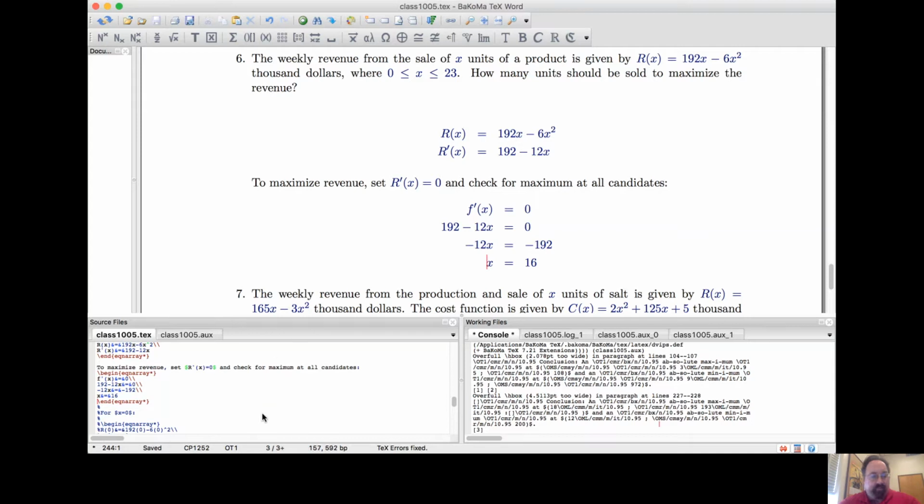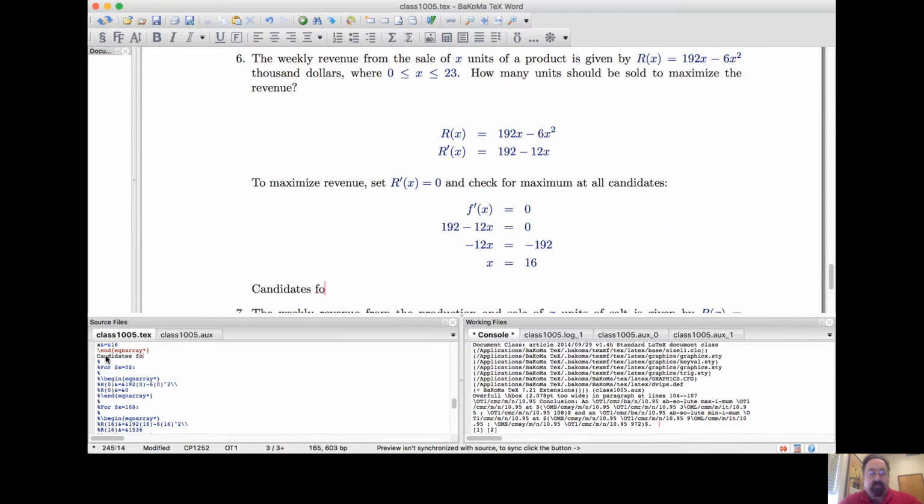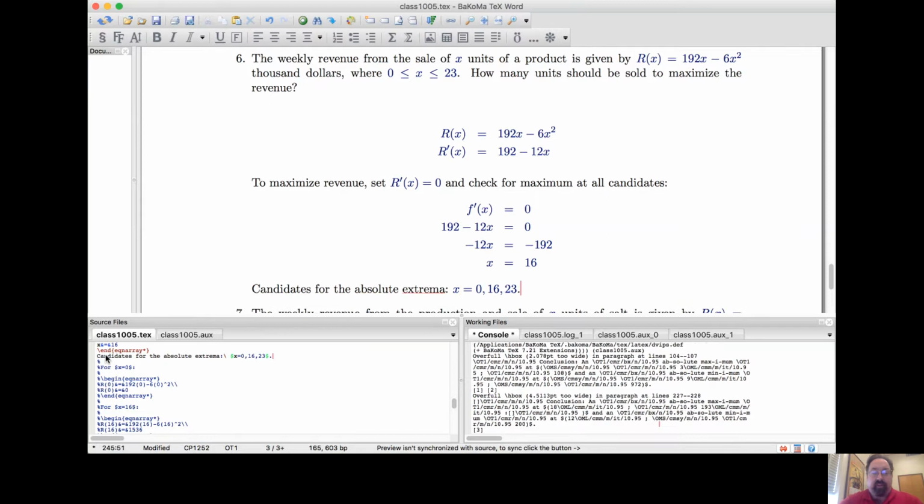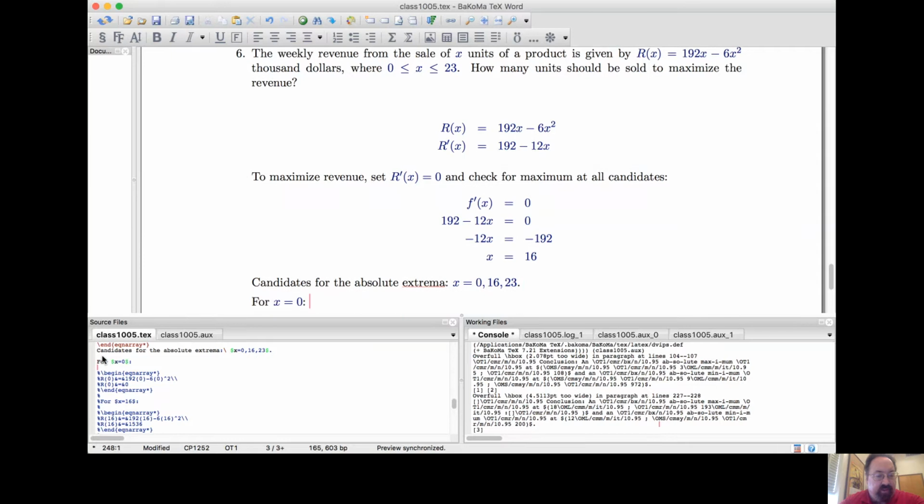In this case, it does. So now we have three candidates for the absolute max and min: left endpoint 0, critical point 16, right endpoint 23. So all of them must be considered, all right, so I'll write that down. x equals 0, 16, 23 for either max or min. So we go ahead and substitute in x equals 0.